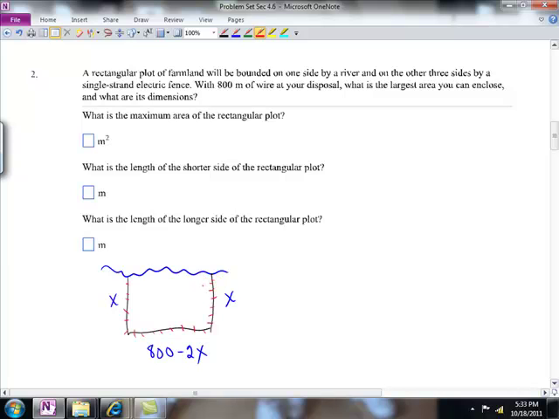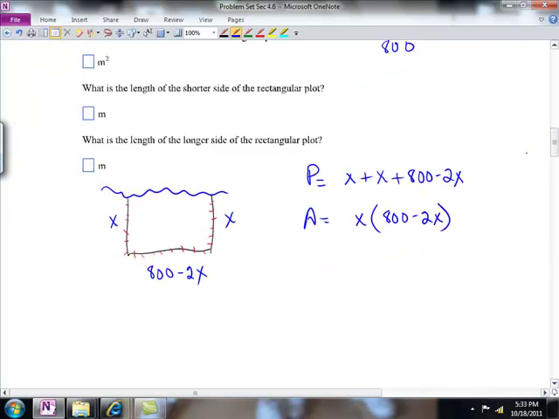Awesome. Okay, so if you start with 800, okay, you've used up x, so this piece is what you have left, so that'll be 800 minus 2x. So let's think about what we could know. Perimeter is going to equal x plus 800 minus 2x, and area is going to be x times 800 minus 2x. And we are trying to maximize area.